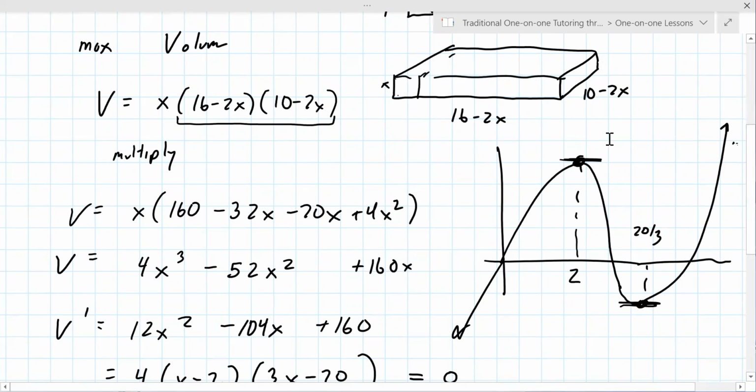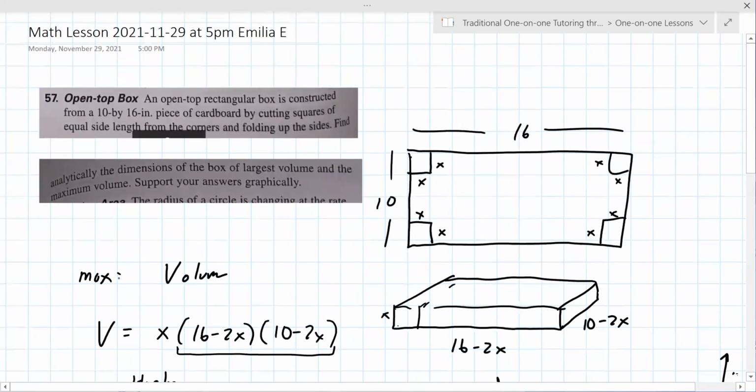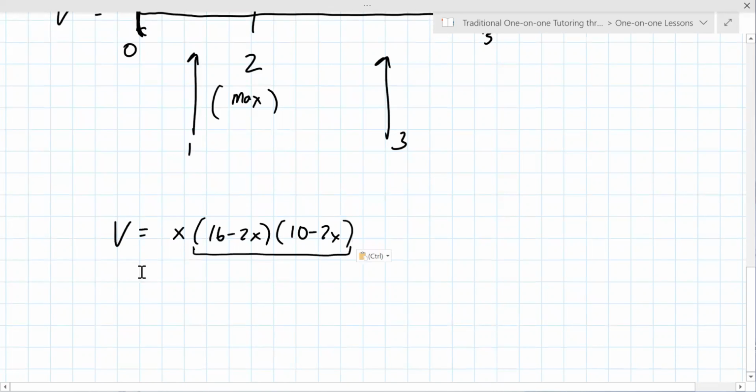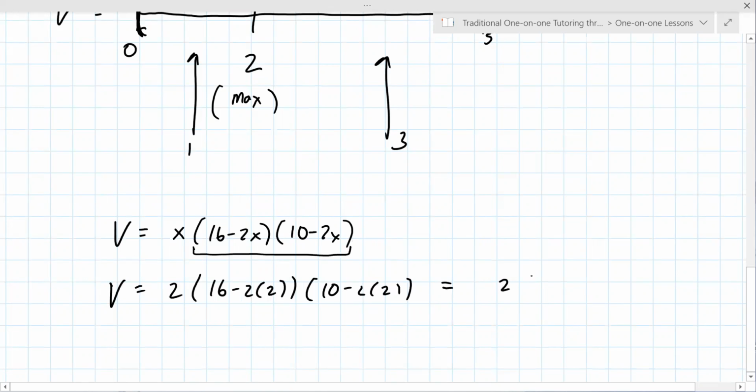So what are they asking you to find exactly in the problem? So that's why you write it out here, the max volume. So the volume is this formula here, but you need X. And we know that X is 2. So then you plug it in. Okay. So V equals 2 times 16 minus 2 times 2 times 10 minus 2 times 2. 2 times 12 times 6.